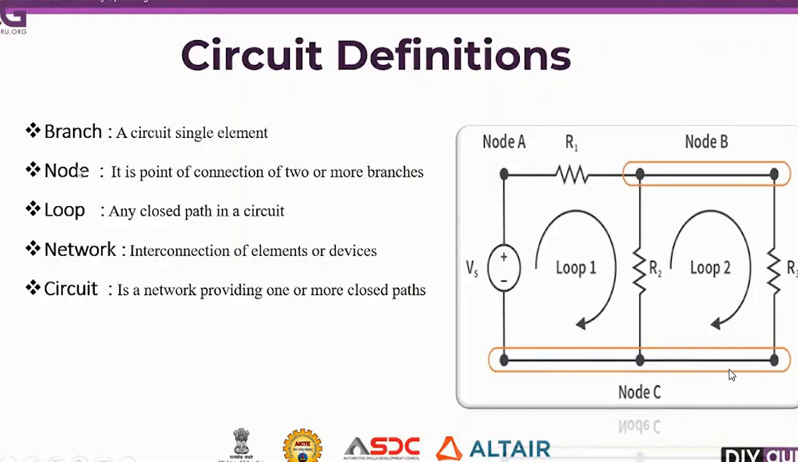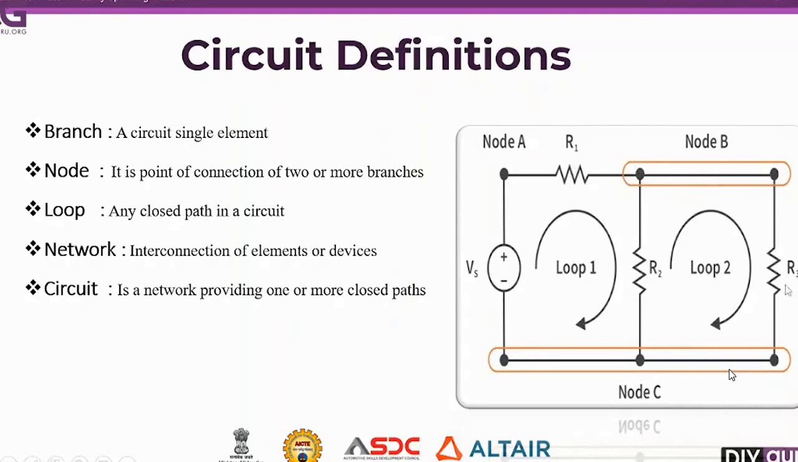Now coming to the node. A node is a point of connection of two or more elements. The point of intersection of two or more elements is called a node. You can see here this is a node where R1 and R2 are connected to this point, and this is also a node. These two nodes are the same, and we can consider them a single node because there is no other element between these two.